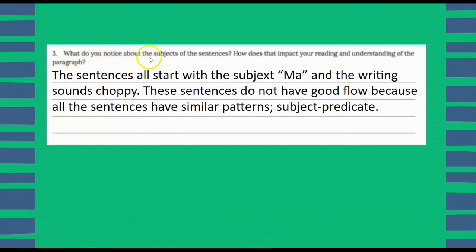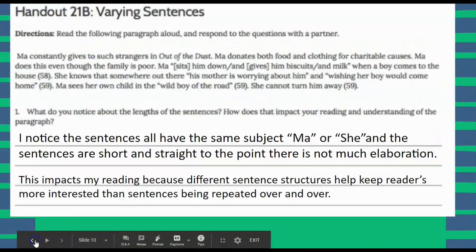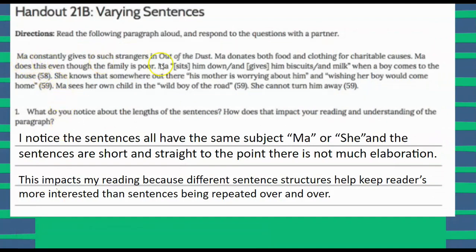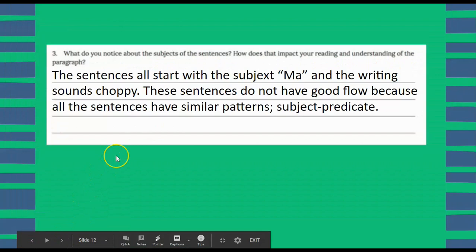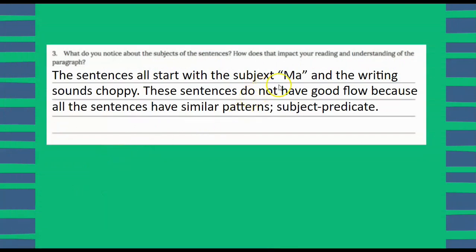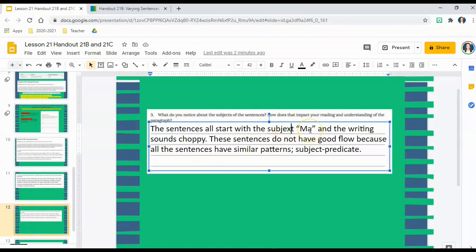Moving on to question number 3. What do you notice about the subjects of the sentences? How does that impact your reading and understanding of the paragraph? When we look at the excerpt once more, we notice that the subject is obviously Ma and what Ma does to help others. I did make a little mistake here. I put an X instead of a C.